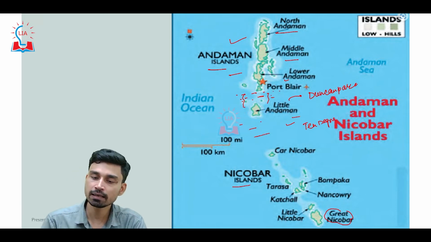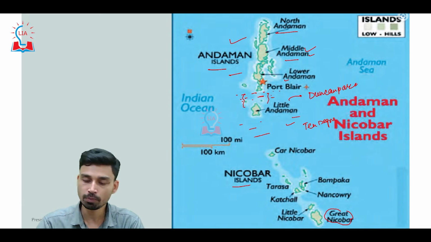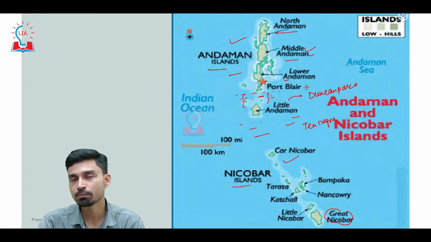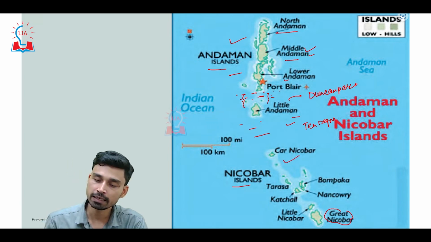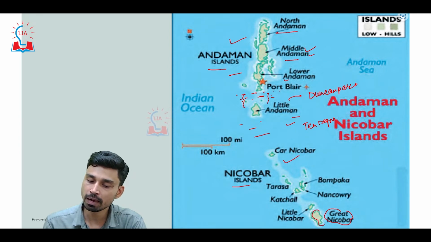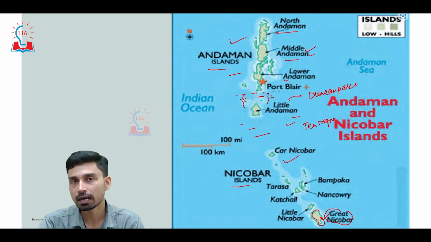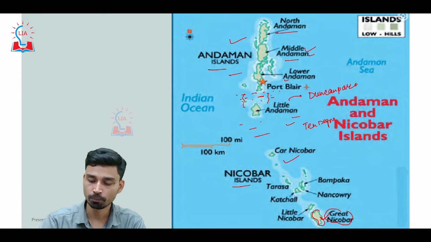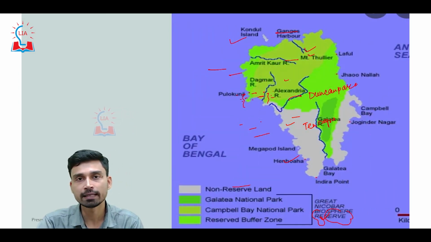So as you can see, there are four major islands in the Andaman group, and similarly we have five or six important islands in the Nicobar group. And Great Nicobar, as you can clearly see from the map here, is believed to be the largest island of the Nicobar Island group. Now let us look at this island more closely.